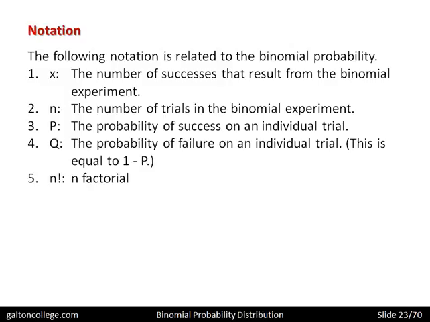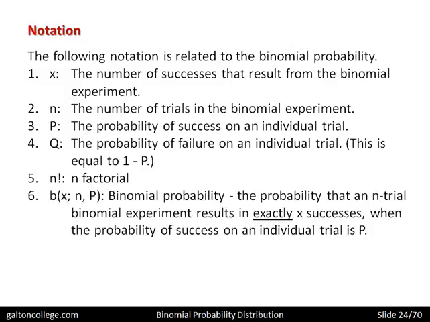So 3 factorial would be 3 times 2 times 1. The exclamation mark means factorial, and we read it as n factorial. What it means is, as I said, multiplying the number by 1 less than itself and then by 1 less than that again until we get down to 1.